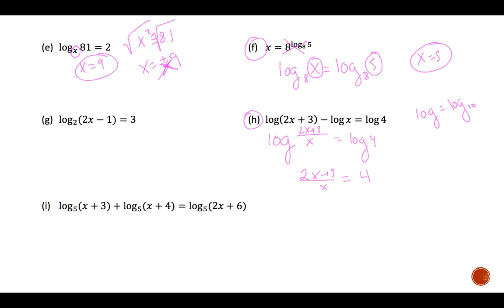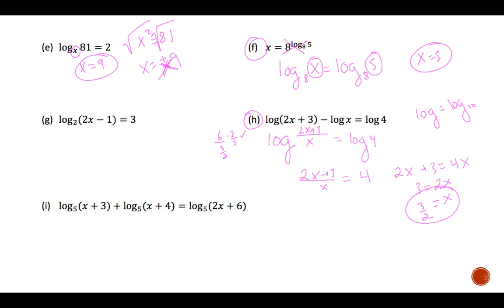I'm going to multiply both sides by x. 2x plus 3 equals 4x. 3 equals 2x. So x has to be, what is this, 3 halves. Let's see, does that work? When you plug in 3 halves, times 2 is 3, so this is going to be 6 divided by 3 halves. So times 2/3. Oh, that works. That gives you 4. Fantastic.